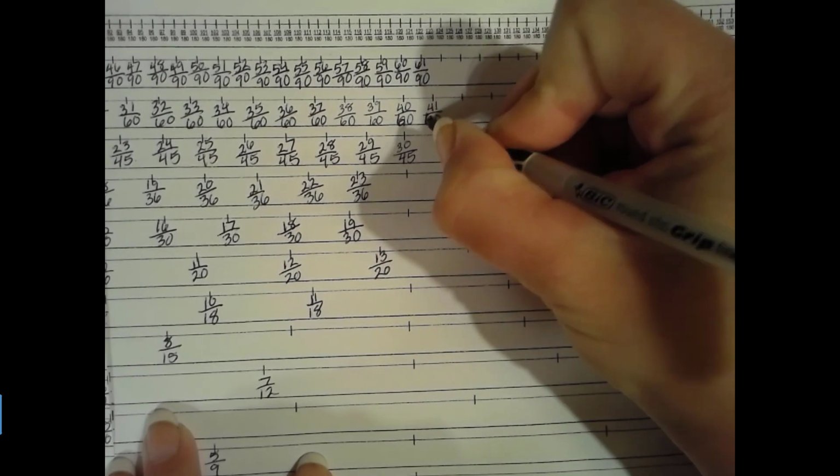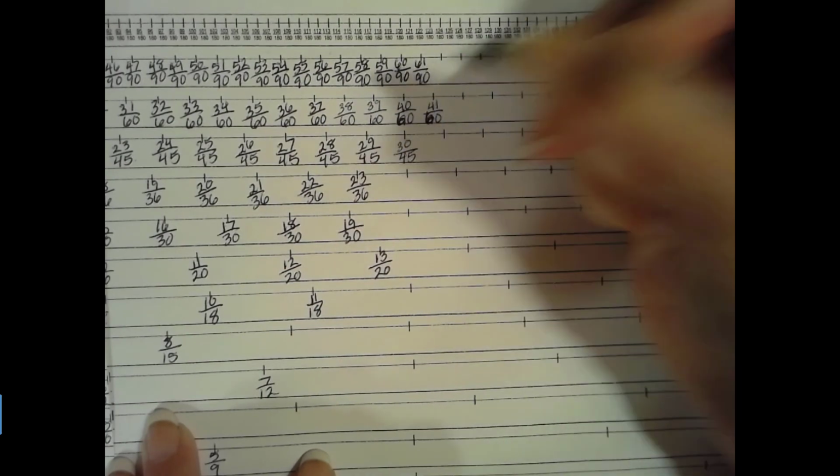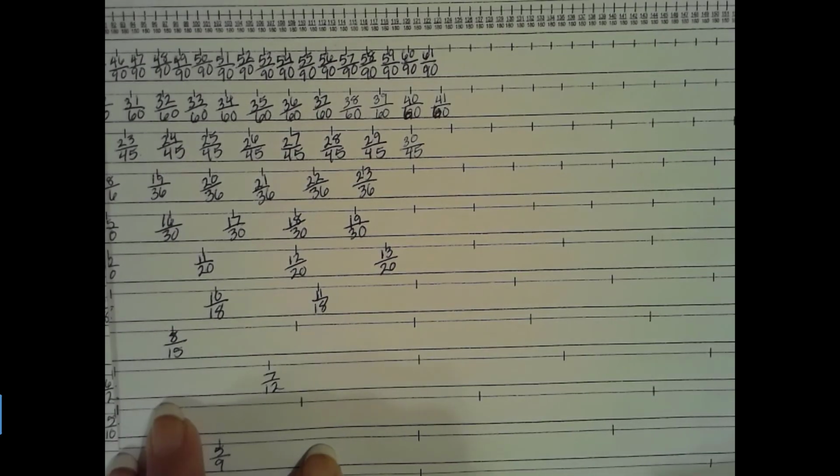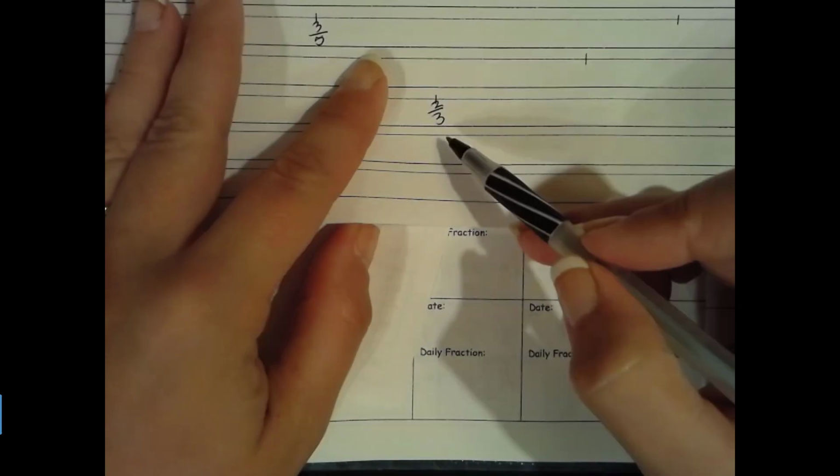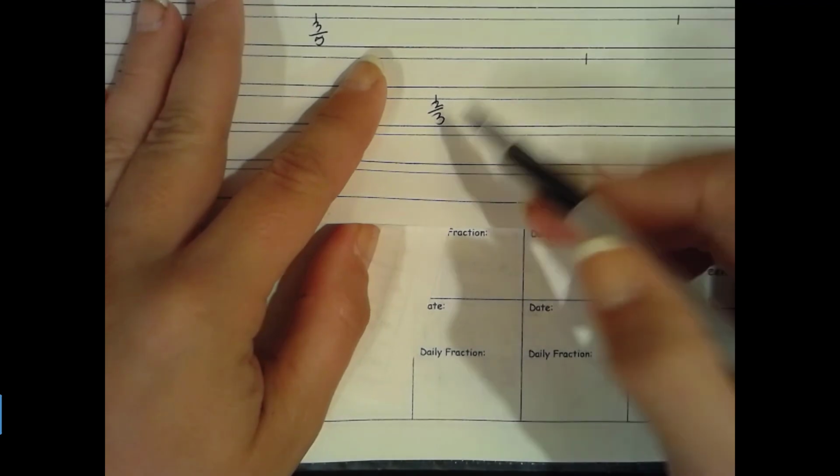This is why you do it in pencil. I wish I could do it in pencil, but you can't see it very well. Sorry, so this is equivalent to 40/60, 60/90, and way down here, 2/3.